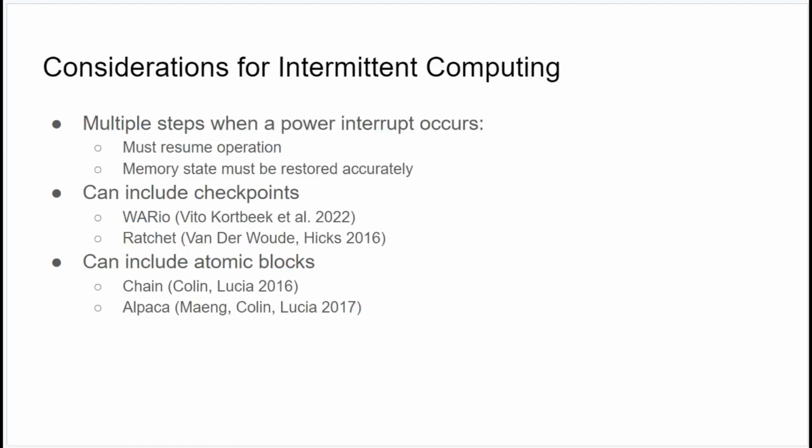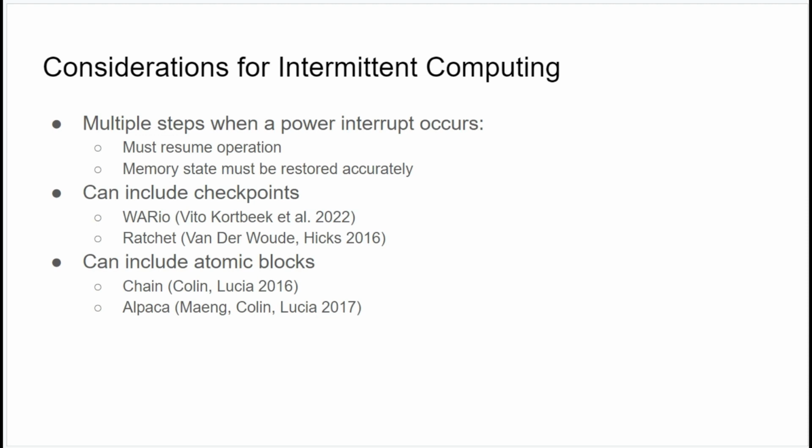So here are some considerations for intermittent computing. These are some methods of preserving data when there is an outage. One way is to take multiple steps when a power interrupt occurs. Essentially you need to resume operation when the power returns, so it can't just shut off and be done with everything. And then the memory state must also be restored accurately. So you can't just have the power go out and then restart from the beginning. You also need to restore the memory state as well, and have it be done in an appropriate way.